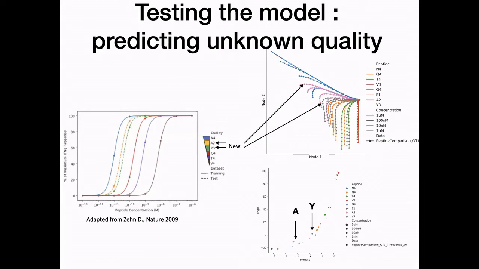So what we did is that we trained our system on a subset of ligands, and then we tried to see if it was able to predict the quality of other ligands, which really was the initial goal. As I told you, we want to be able to predict the strength of the antigenicity of some ligands. And what we saw is that it works. We are able to predict the strength of new ligands. So our framework works.